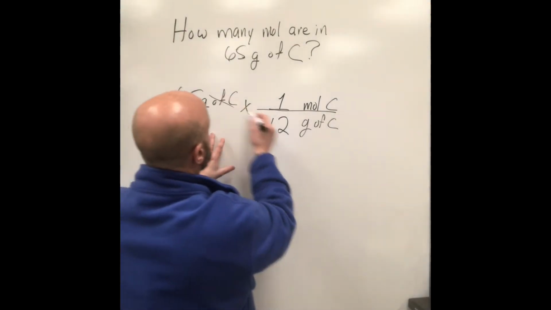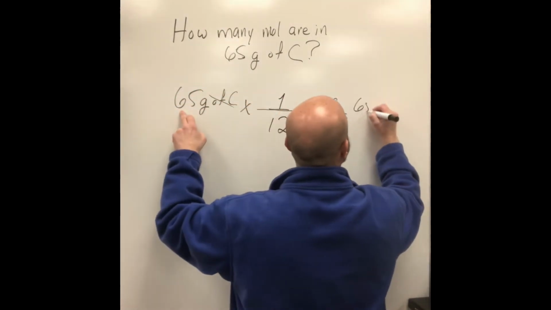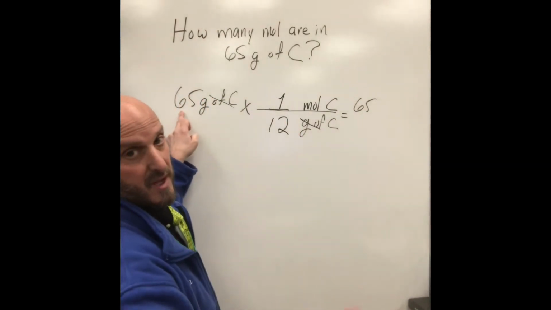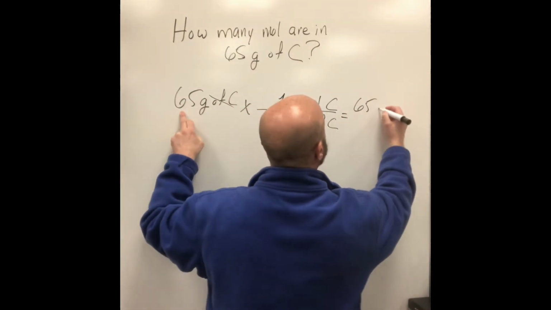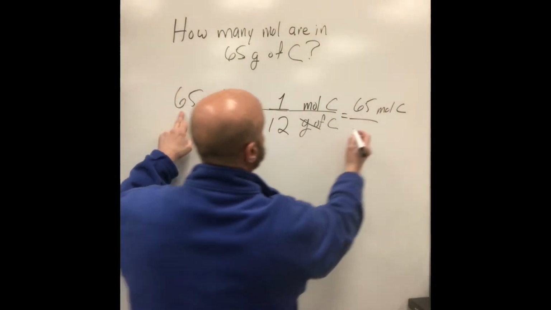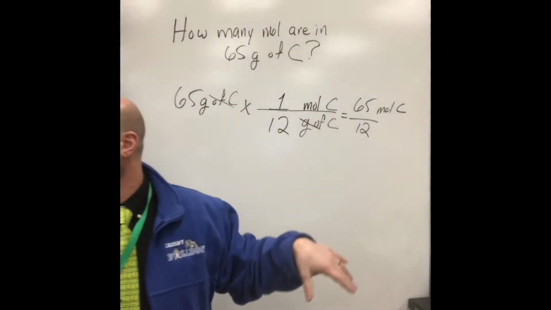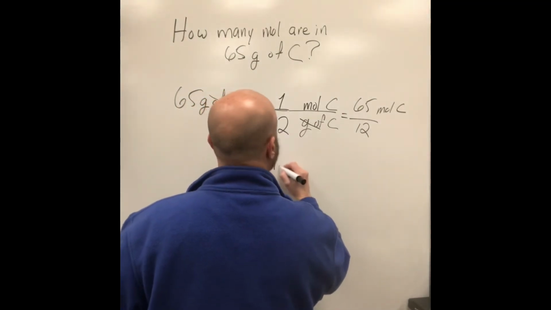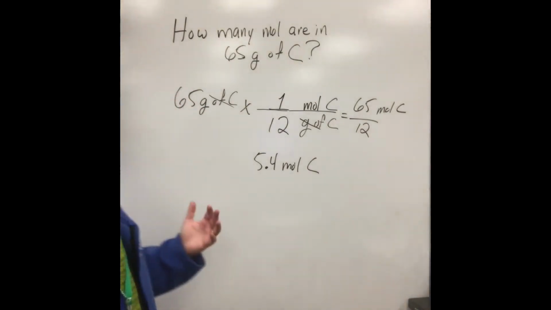This cancels out, leaving us with 65 times 1. Do not cross multiply. 65 times 1, you don't multiply the numerators. We still have our moles of carbon over 12. Now you would reduce that fraction. 65 divided by 12 is 5.4 mole carbon. So the key is do not cross multiply.